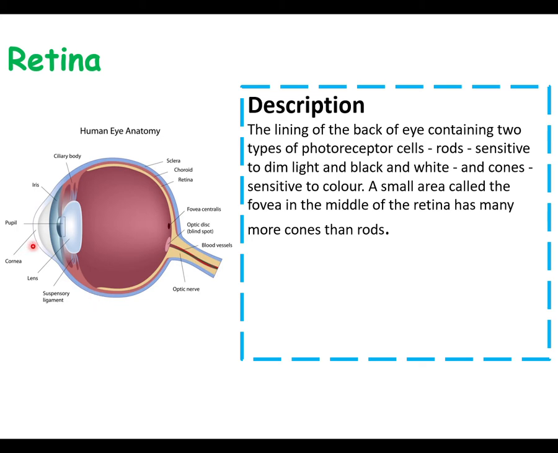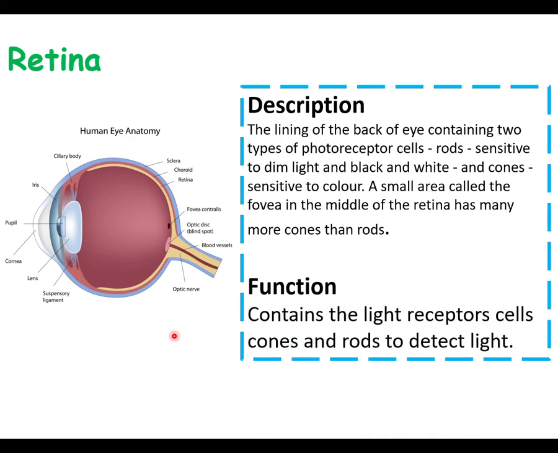And right in the fovea, at the back here of the retina, I'll talk about that more in a second, there are only cones. There might be a few odd rods, but there's mainly only cones. It's the most sensitive part of your retina. So its function is to contain the light receptor cells, cones and rods, to detect the light. And then, as I said earlier, they act as energy transducers, take that light energy, convert it into electrical energy, and then that message passes along the optic nerve to the brain, which then decides what to do about it.